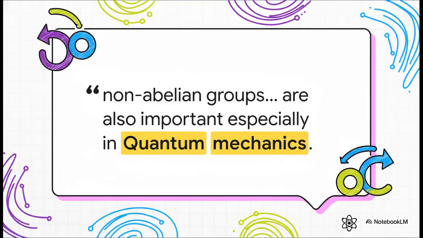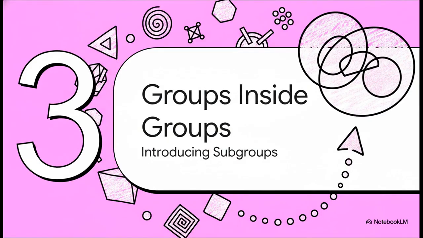And hey, this isn't just some abstract math game. This idea that order matters turns out to be huge in the real world. As you can see here, the mind-bending world of quantum mechanics is fundamentally non-abelian. The order in which you measure things on a particle can literally change what you find. It's wild.